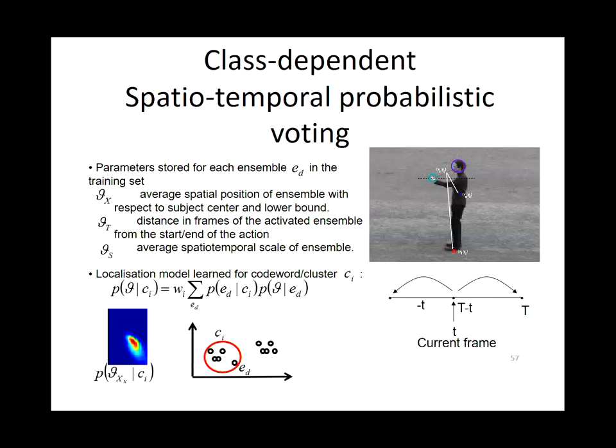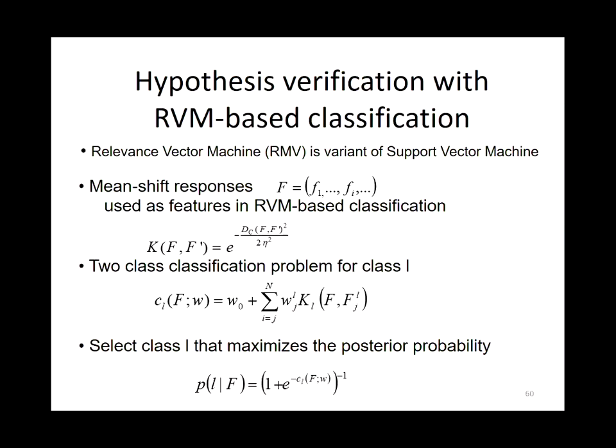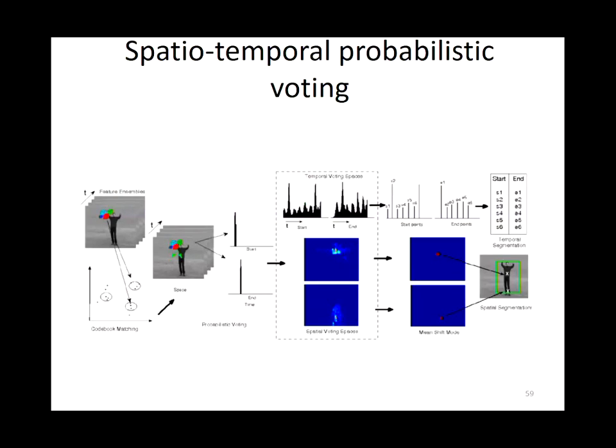And I'm going to have something that looks a little bit complicated, but they are going to add up as time goes by. And then I'm going to detect the maxima, for example, in that temporal voting space. Is that understandable? Good.